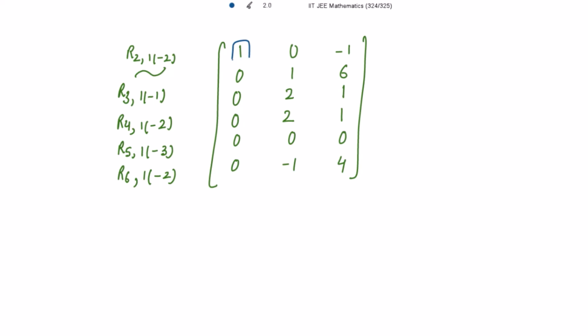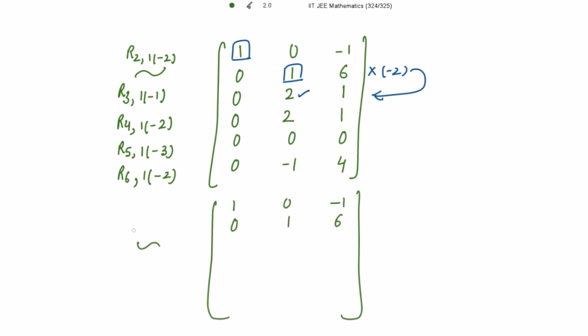Now this becomes our leading entry for row 1. All other entries below 1 are 0. For the second row, I'm already having 1 over here, but I need to get 0 in place of all these entries, right? So I'm going to take advantage of row 2 now. To get 0 in place of 2, just multiply row 2 with -2 and add its elements to row 3. Changing row 3 by adding its elements to row 2, but row 2 should first be multiplied with -2. So this is 0 now.